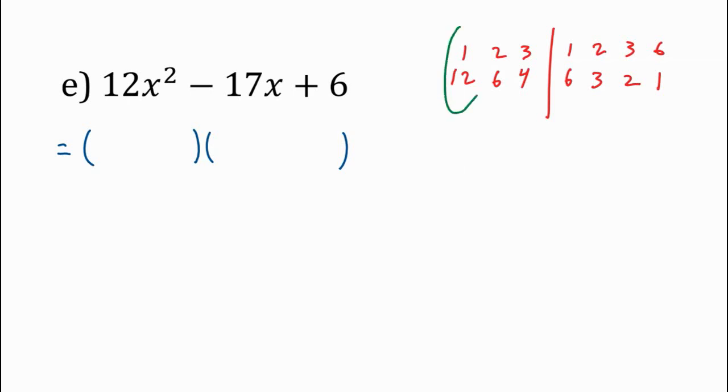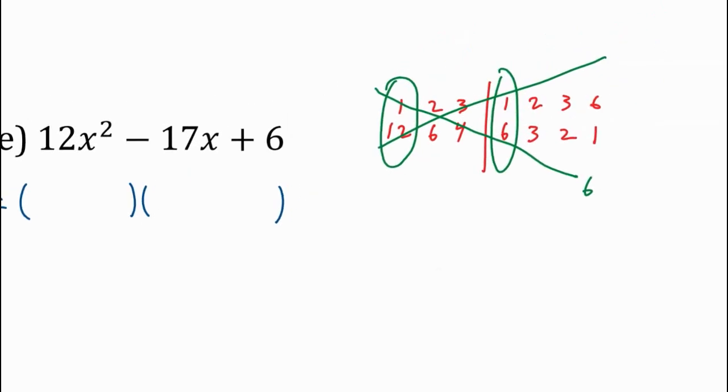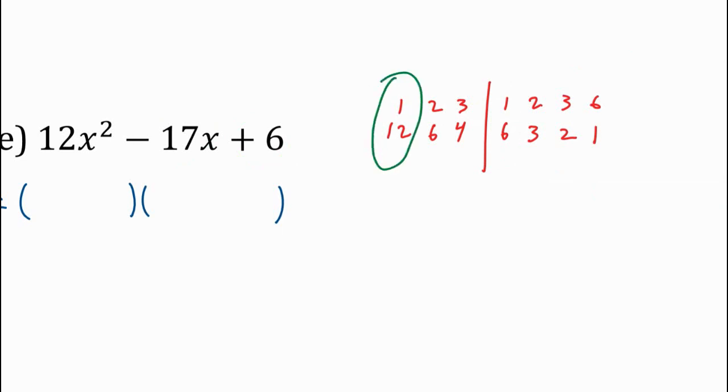I look at this pair and this pair. So I always start with the first of each. Okay. And what I do is I multiply crosswise. So 1 times 6 is 6. 12 times 1 is 12. And in this case, because it's a positive 6, they're going to have the same sign. And so they're going to add to 17. So then I ask, does 12 and 6 add to 17? No, it's 18. It's close, but that doesn't matter. So it's not those two.